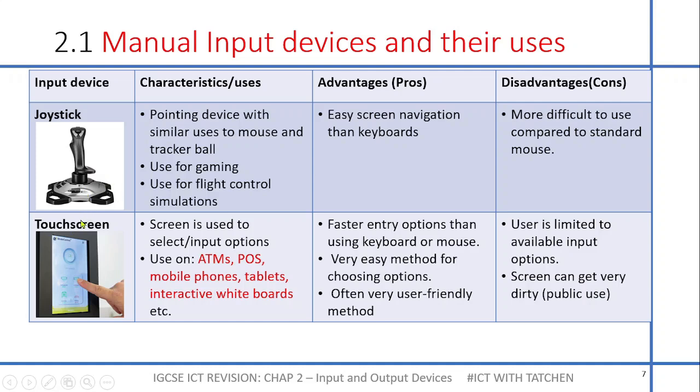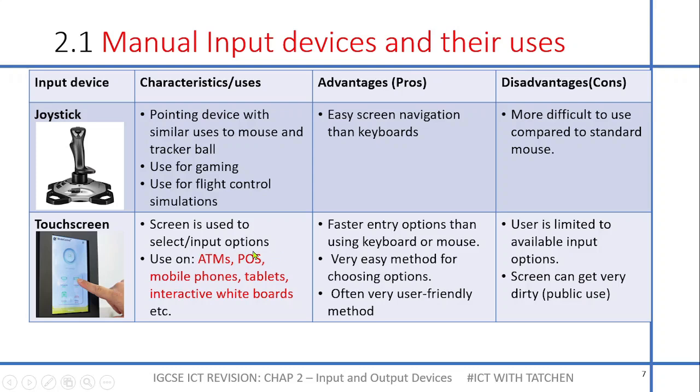Now we move on to touch screens, which are also a manual input device. The touch screen is used to select or input options. So when you tap, you are sending information to your computer. So it's an input. We use touchscreens basically on ATMs, POS, mobile phones, tablets, interactive whiteboards, probably laptops, and many other areas. So you'll find touchscreens there.